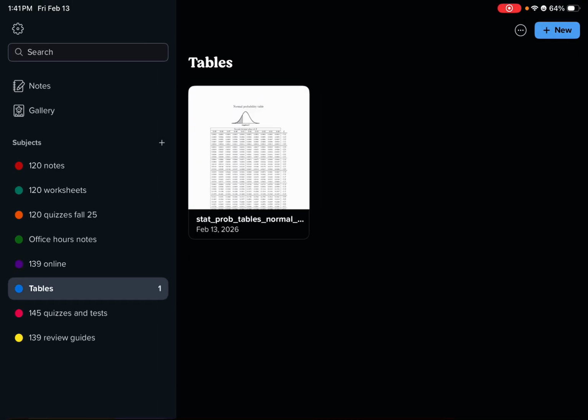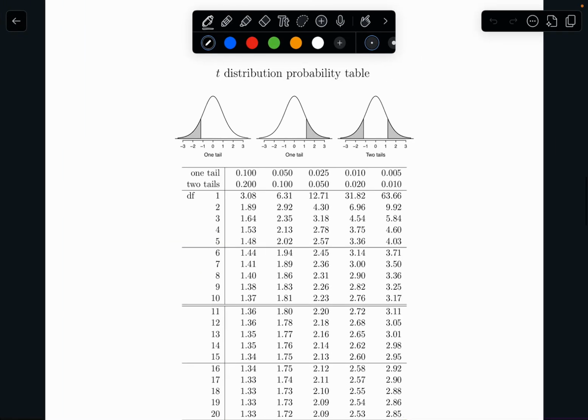So I need to hop over to my tables. We said we had 5 degrees of freedom, which means this is the row that we're looking at. And we have a two-tail area of 0.05, which means we're looking at this column. The intersection between those two in this case would be 2.57. So my T star in this problem will be 2.57.